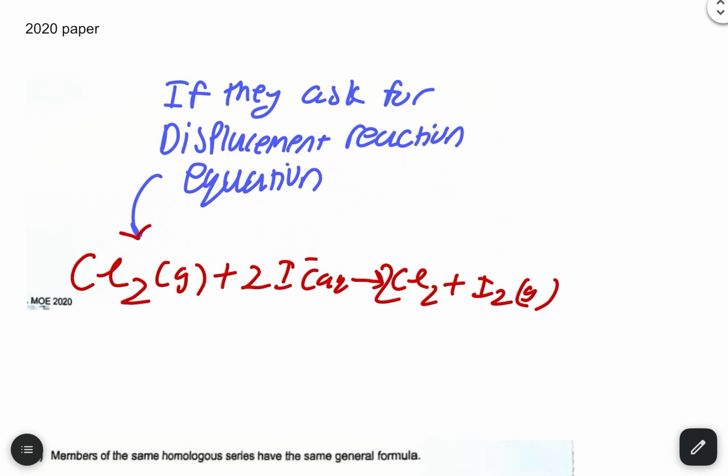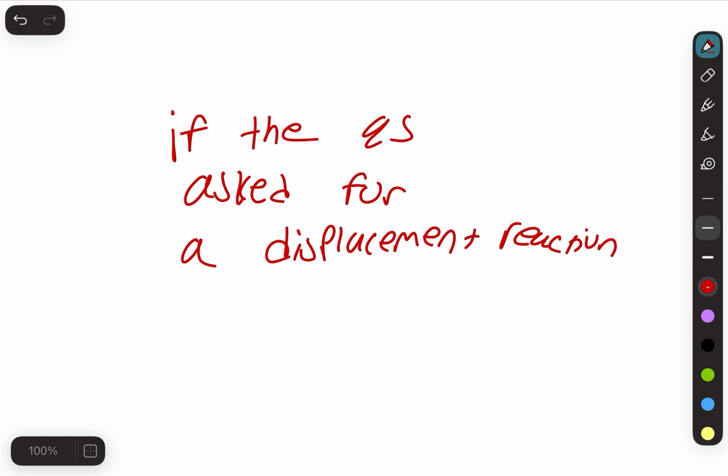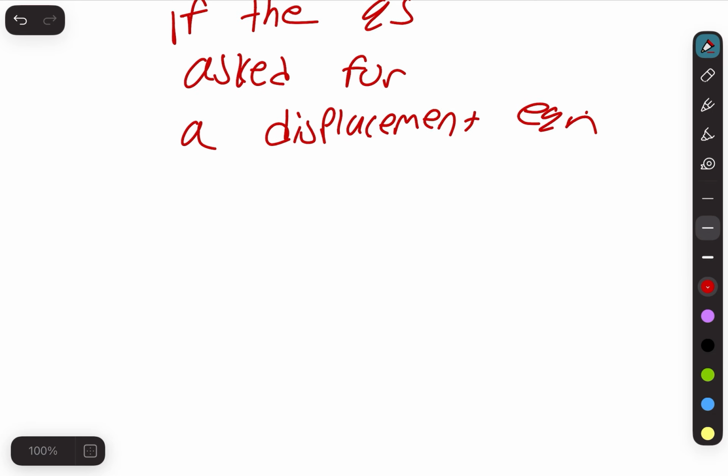If they ask for a displacement reaction, like a displacement equation, how do you write it? These kinds of questions will often come out in GCE O-Level, so I'll teach you one simple method. Firstly, we can do the chlorine and iodide displacement reaction.